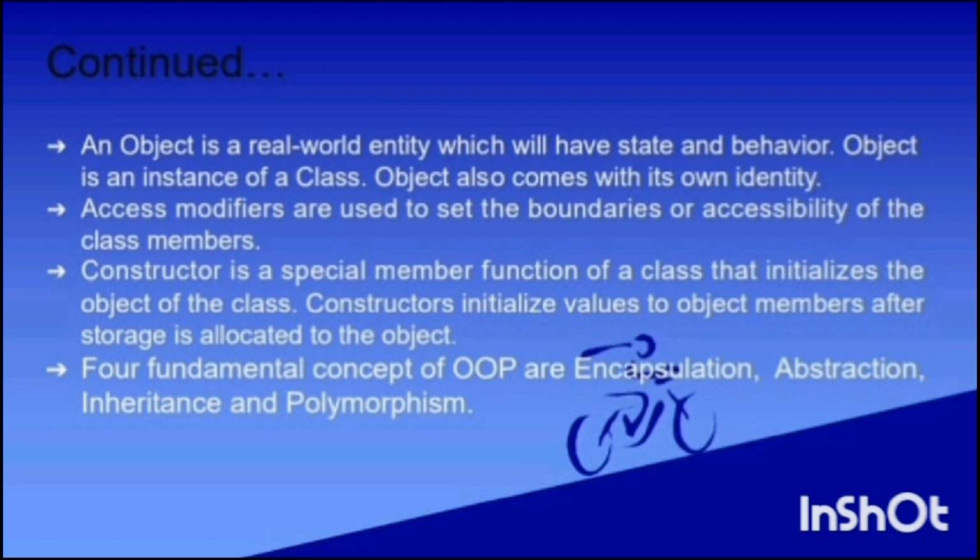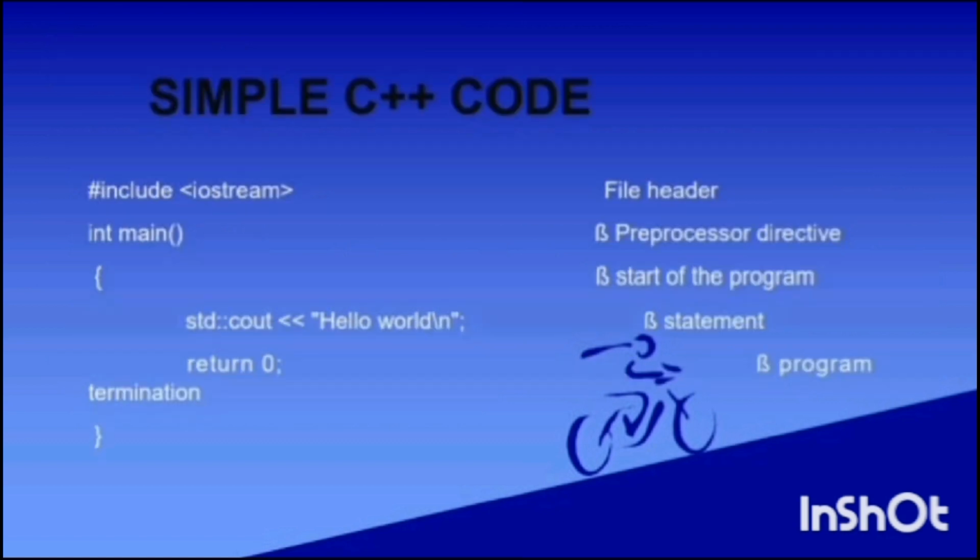Four important concepts of OOPS are encapsulation, abstraction, inheritance, and polymorphism. And the simple C++ code is the same as in the C language. First we have to include the header file, that is #include iostream. iostream is a library, and then int main, where int is the data type and main is the function.